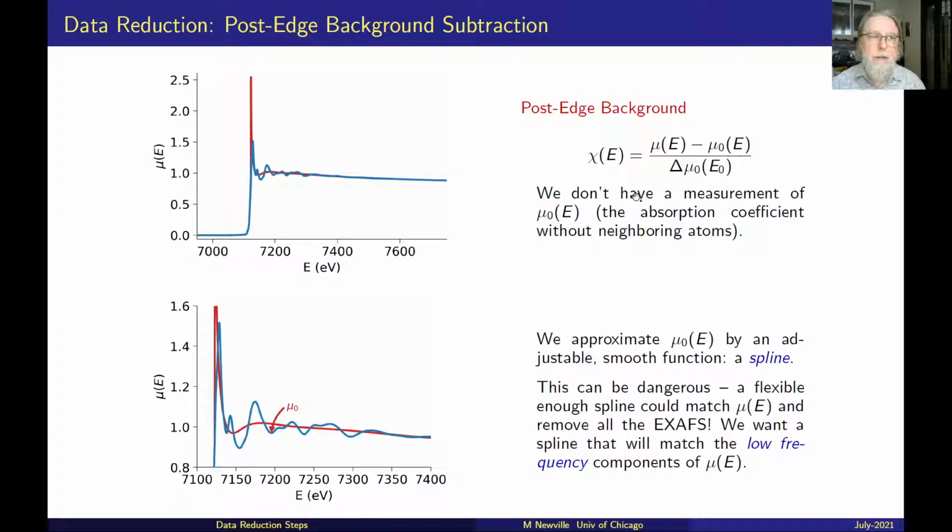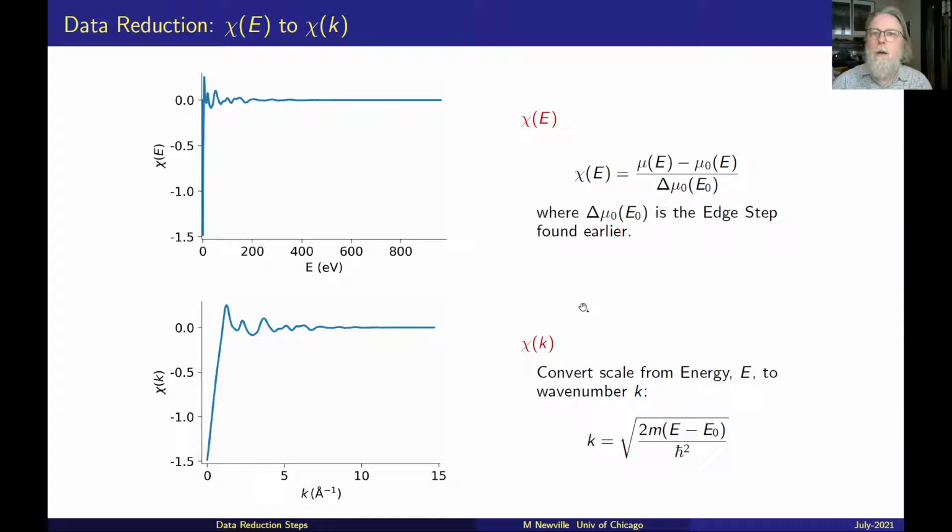A spline is just a mathematical function, a piecewise continuous set of polynomials, and we will use that to make an adjustable spline function. So a spline is meant to fit anything. So this can be quite dangerous, and it could match mu of E and remove all the XAFS, and we don't want that. We want a spline that is the low frequency components of mu. I'll come back to that in a second.